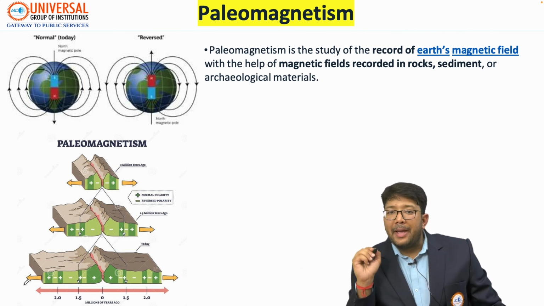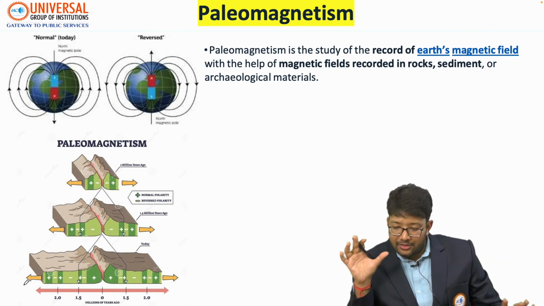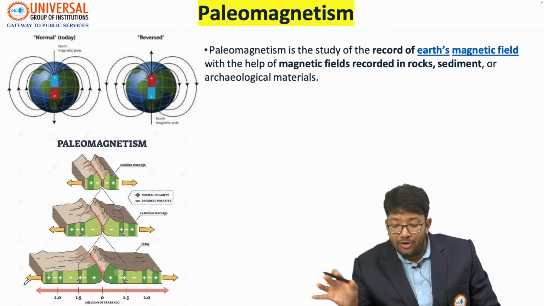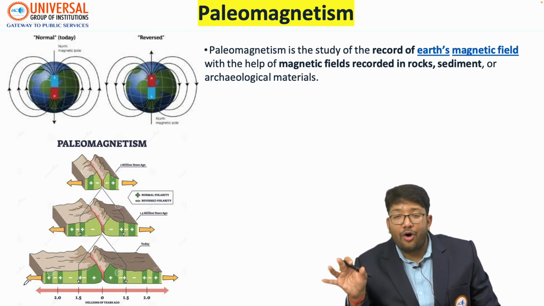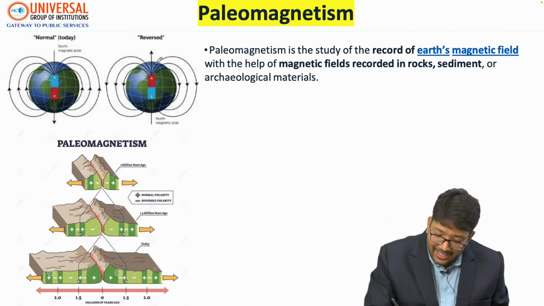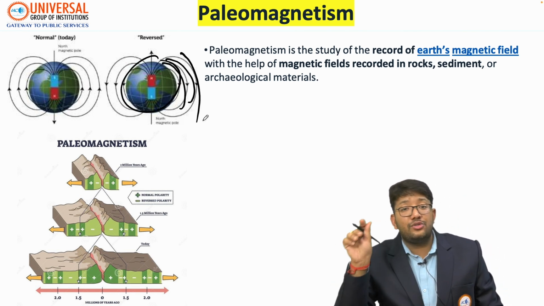So we will talk about paleomagnetism later in detail, but for now I will give you an overview: paleomagnetism is the study of the record of Earth's magnetic field. So basically this is our Earth, and our Earth's magnetic field's record is known as paleomagnetism.